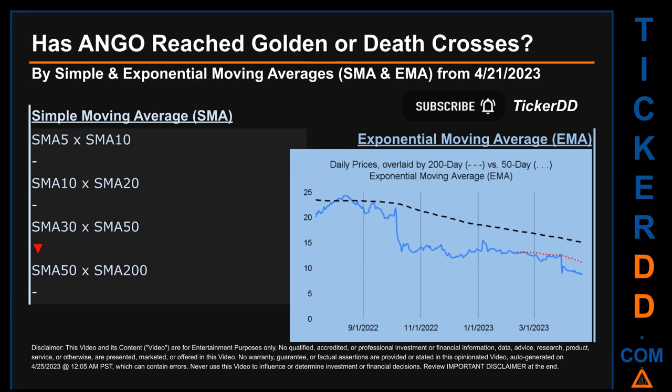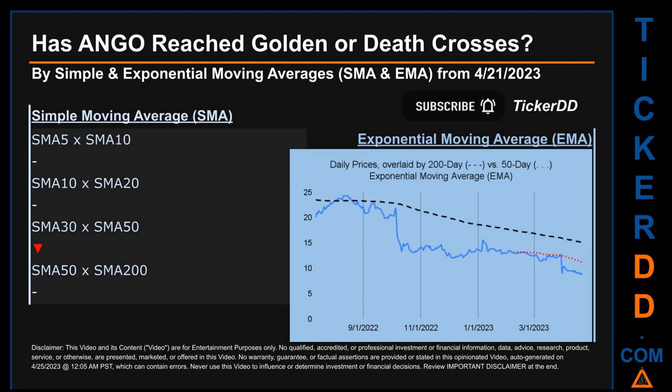Has ANGO price reached golden or death crosses? Golden cross and death cross are basic signals that compare average prices across two specified trade day ranges, a short-term versus a long-term range. For example, 5-day versus 10 trade days. Essentially, a golden cross is a bullish signal. It appears when a ticker's short-term moving average crosses above its long-term average. Vice versa, a death cross is a bearish signal when the short-term crosses below its long-term moving average.